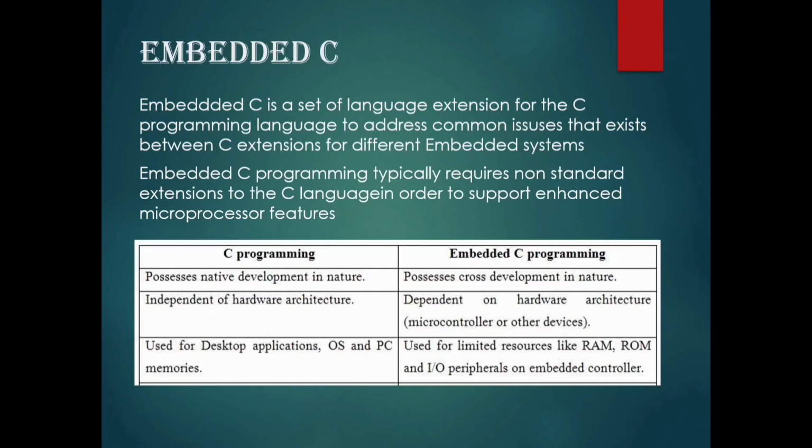So this is the difference between C programming and Embedded C programming. C programming is a basic programming, but Embedded C is the advanced version of C programming. C programming is independent of hardware architecture, but Embedded C programming is dependent on hardware architecture like microcontrollers or other devices. Mostly C programming is used for desktop applications, operating systems and personal computer memories, but Embedded C programming is used for limited resources like RAM, ROM and other peripherals on an embedded controller.